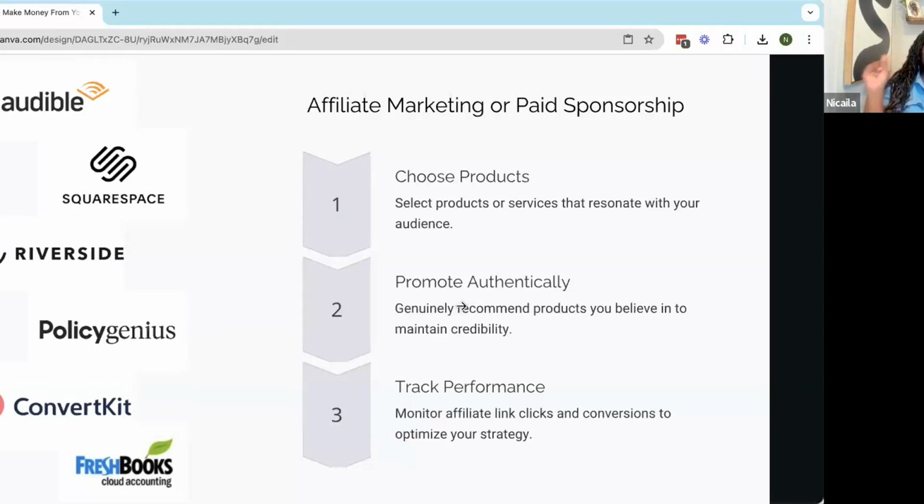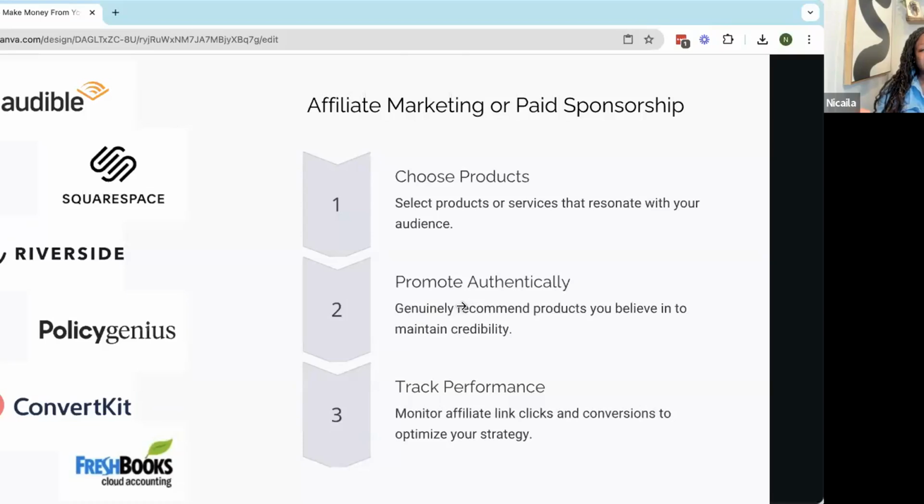A hack is to go after brands that resonate with your audience and also sponsor podcasts, because if they're not sponsoring podcasts yet, then you have to educate them and it's too much work. Make sure they have bought in to podcast sponsorship, okay? So the first step, choose the products.